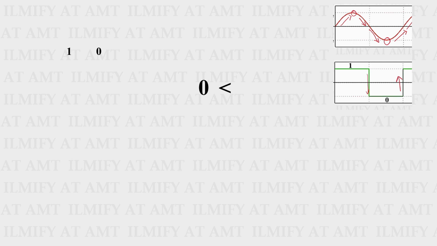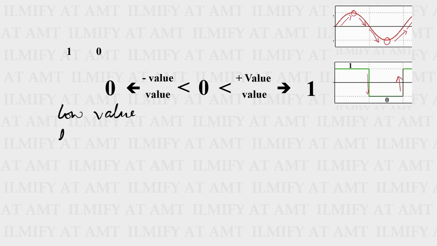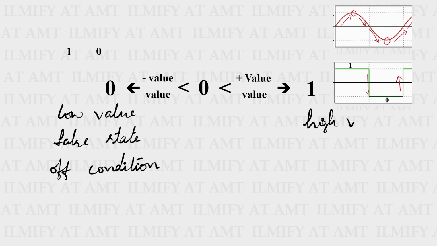So, you better remember that values greater than 0, or positive values, are considered 1, and values smaller than 0, or negative values, are considered 0. In digital electronics, 0 stands for low value, false state, off condition. 1 stands for high value, true state, on condition. 1 and 0 together are called binary digits, or binary numbers, in digital electronics, where binary stands for 2: 0 and 1. How are these digits going to help us?